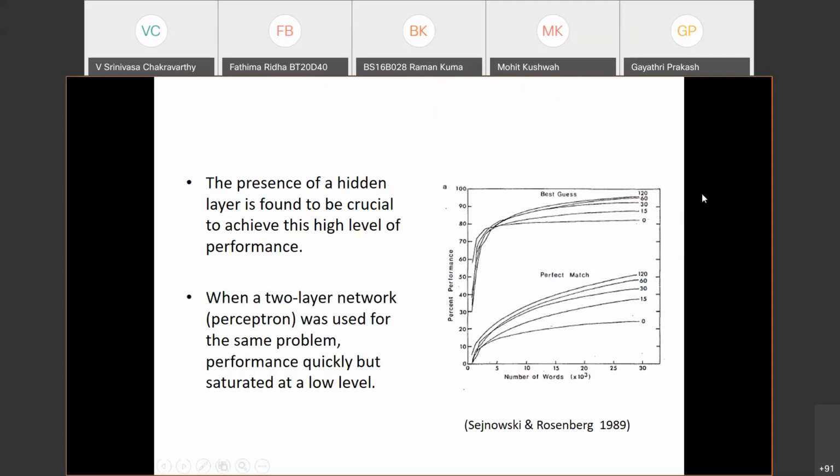So in this graph, these numbers 0, 15, etc. indicate the number of hidden neurons. So 0 means there is no hidden layer at all. So 15 means there are 15 hidden neurons in that one hidden layer. So as you add hidden neurons, the performance gets better.